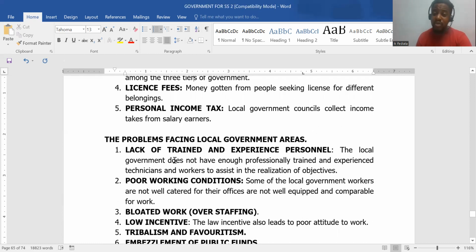Now, what are the challenges of local governments? Lack of trained and experienced personnel to run it, right? Most often because of migration, people leave the local areas and come to the city. So you may not get enough trained, capable hands to run local government in the different localities where they are.